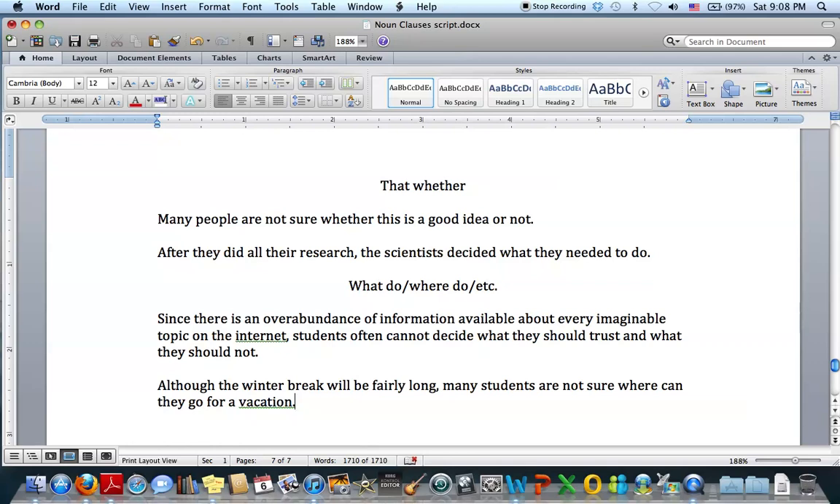Aha, well, same issue. We've got this auxiliary verb right here. I'm just going to delete it from there. Where they can go for a vacation. Right there we've just switched from having "can" after "where" to having it come after the subject, "they."